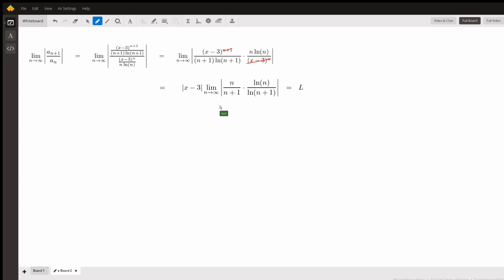Okay. As Roger went into detail about, both of these limits here, notice that this is exactly equal to what's left in here after bringing out this x minus 3. Both of these limits go to 1, and you can see this using L'Hopital's rule. And so therefore their product should go to 1 as the limit of n goes to infinity. Okay, so we get this absolute value of x minus 3 times 1 equals our limit L.